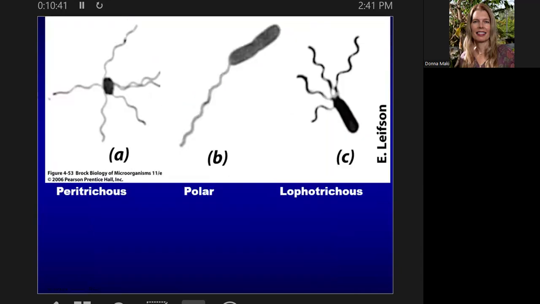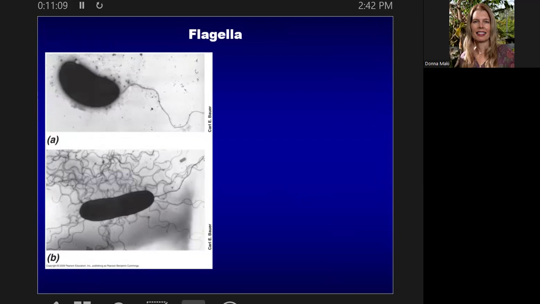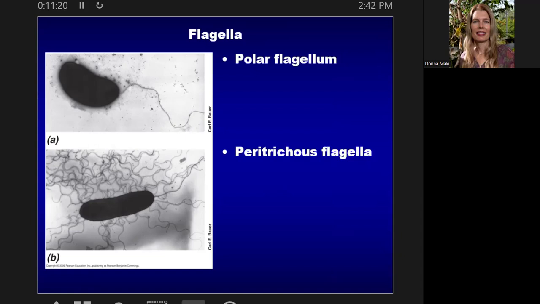Here are some really nice pictures. So Peritrichous, again, like E. coli, has flagella all around their rod. Polar means at the very end of the rod. Polar usually means just one. Lophotrichous means a tuft, like three to four or so flagella, but they're all at one end. Peritrichous, it's all over. I mean, look at this crazy picture. So you go from polar, just one, to Peritrichous. I mean, that's just nuts. Look at how many flagella. That's a lot of effort.